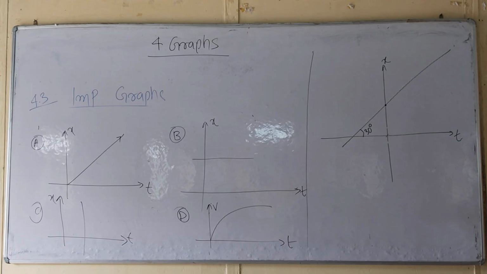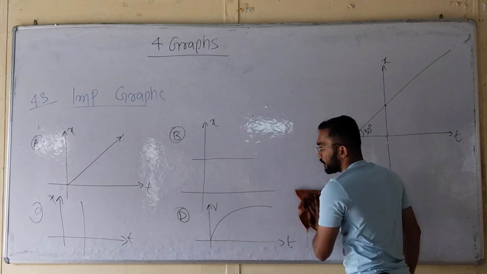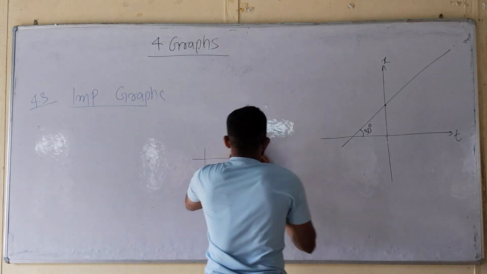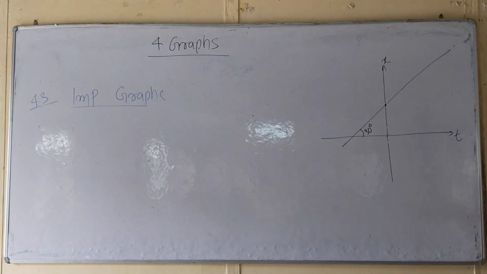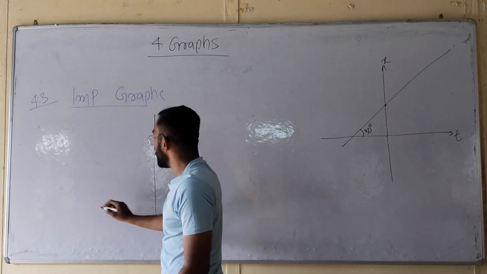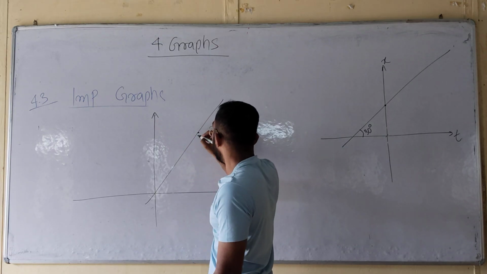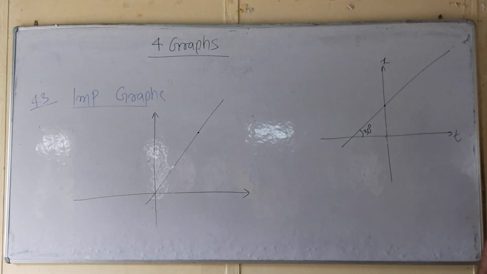Okay, two more questions. The graph between charge capital Q and potential V is shown. Determine the capacitance C.